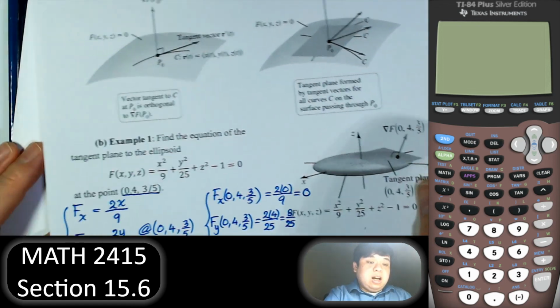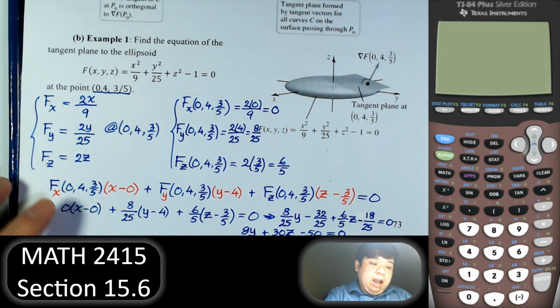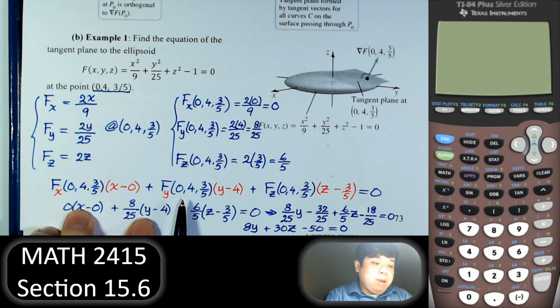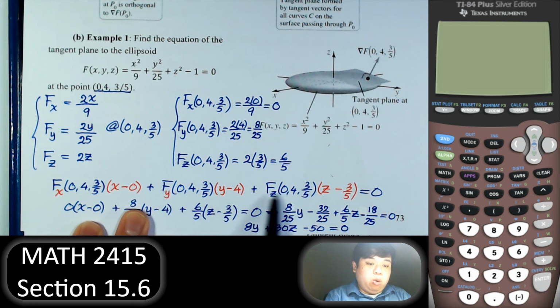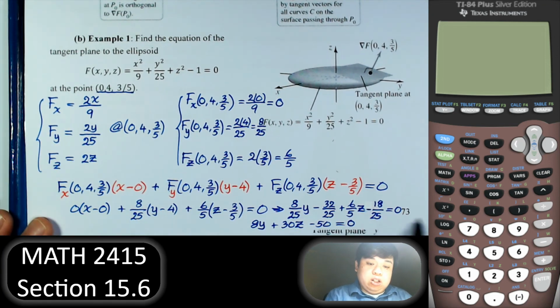Yeah, just like that, find the partial derivatives. And then with respect to x, multiply by x minus the point. With respect to y, multiply by y minus the point, and z, same thing. And then the point should be given. Then we just simplify.